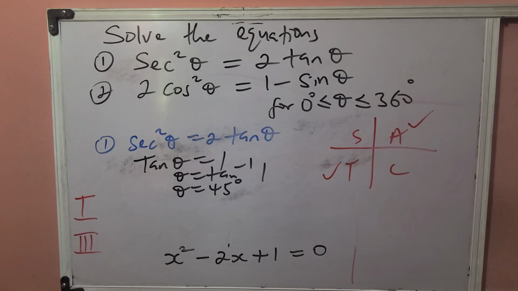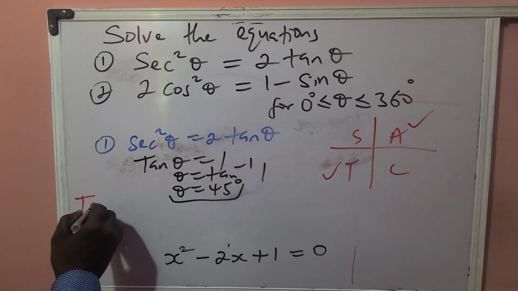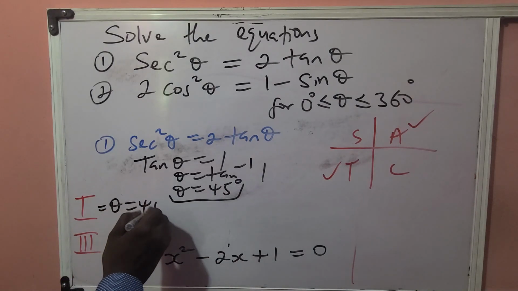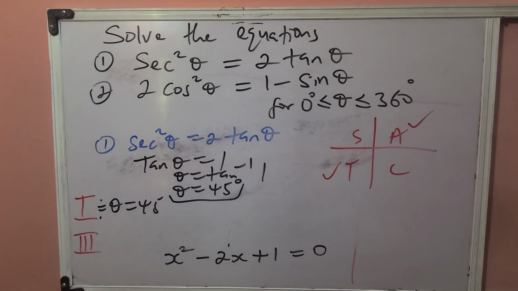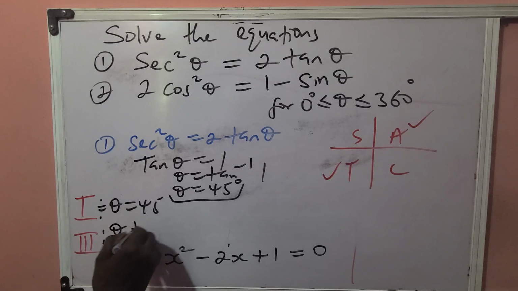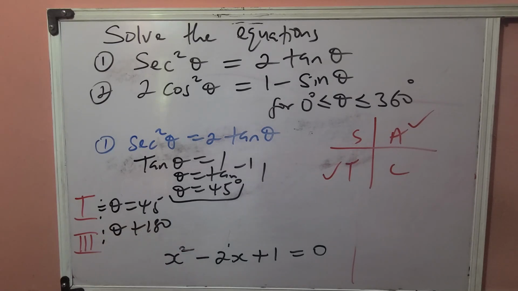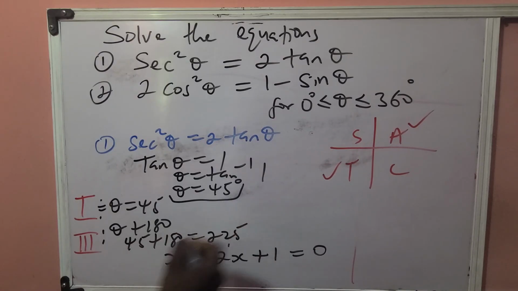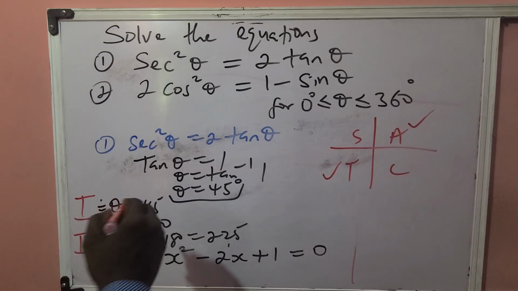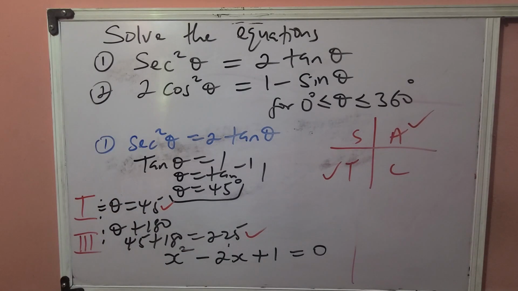So for our quadrant 1, I told you already what you have to do is to just fix in the value of theta being 45 here. So our theta is 45 in our first quadrant. For our third quadrant, we have theta plus 180, and that will be 45 plus 180. That will be 225. So this gives us both of our answers as 45 degrees and 225 degrees. So that's that about question number 1. Let's try and solve question number 2 very quickly.